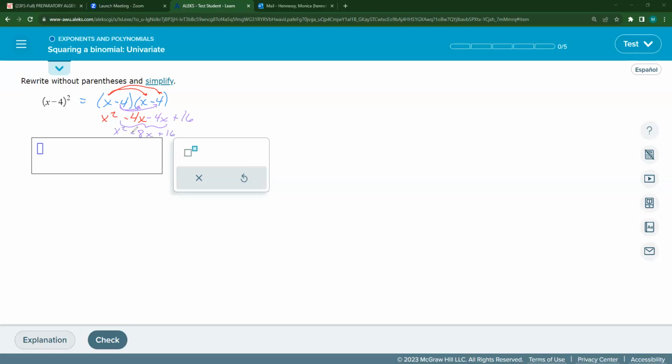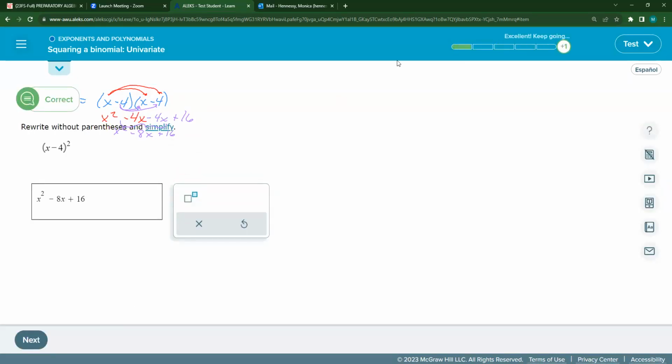All right, so there are different ways that you can memorize this if you want when you're seeing it. So it is first one squared, the middle doubled, and the last one squared. However, I do like foiling better than memorizing things. So we will type this in and move on to the next one. So we have x squared minus 8x plus 16. Right, clear, and let's get the next one.